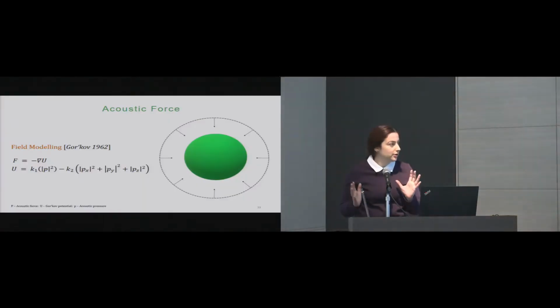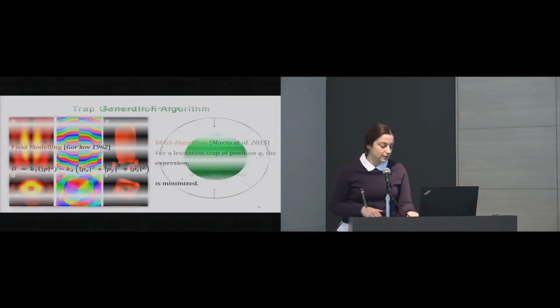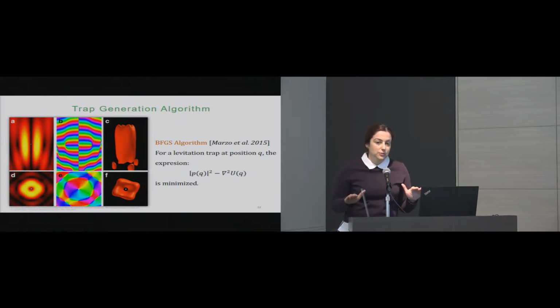Okay, so now a bit of the technical side of our implementation. So when we have a levitating trap, the spherical particle experiences acoustic force from each direction, and we model this using an equation from a physics paper by Gor'kov, using the Gor'kov potential, which is a function of the acoustic pressure and the spatial derivatives. And why this is important? For the basis of our implementation, we use a BFGS optimizer, which was presented in 2015 by Marzo and colleagues, where we use the algorithm to generate a trap.